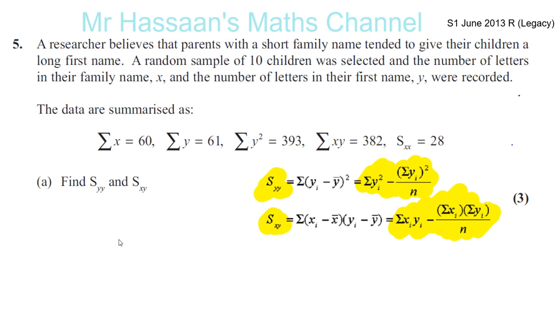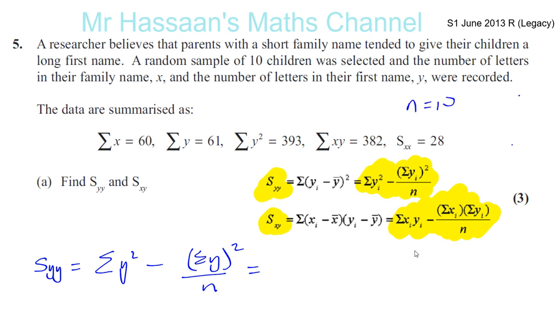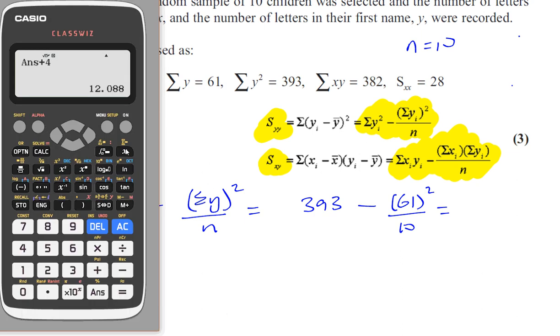Let's start with SYY. As we're told here, SYY is equal to the sum of y squared minus the sum of y, all squared, over n. We can see from here that n is equal to 10 because there are 10 samples that were taken. So we have the sum of y squared, which is already given to us, which is 393, minus the sum of y all squared, which is 61 squared, divided by n, which is 10. That will give us an answer for SYY. Simple as that, just following the formula exactly as it's been given to us.